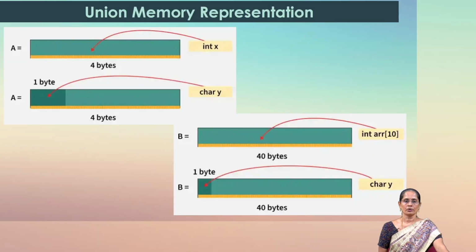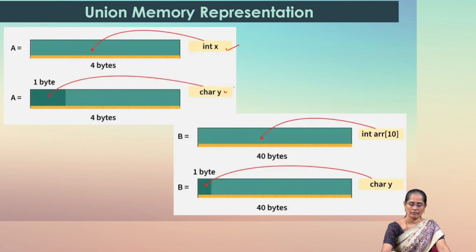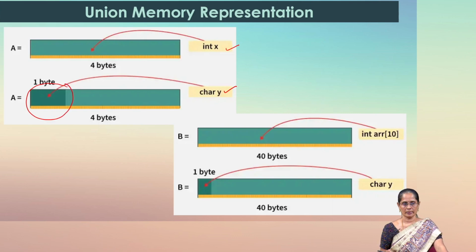Let us learn how the memory representation of unions is carried out. We will use the same example we took for the illustration of sizes. Union A, whose size is 4 bytes, has two members, int x and char y. Int x occupies 4 bytes, whereas char y occupies a part of those 4 bytes, 1 byte, being used by the other member. The same portion of one member's memory space is shared by the other member.